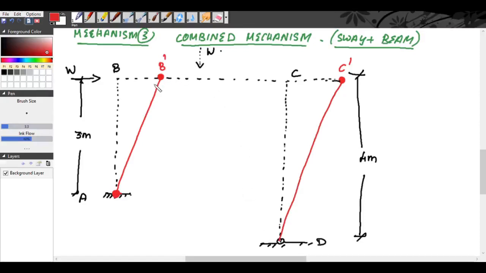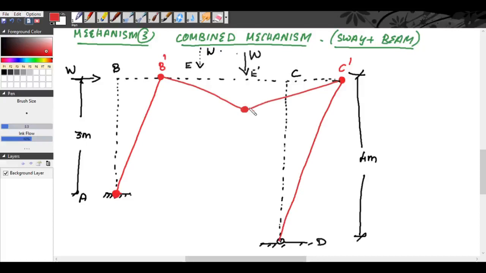Now we will draw the beam mechanism, that is B dash, C dash. This concentrated load will be shifted to the midpoint, that is here, W. So this point is E. This point gets shifted to E dash, and there will be a plastic hinge formation at E dash. This is beam mechanism. So first of all, we have drawn the sway mechanism. Now we are drawing the beam mechanism.